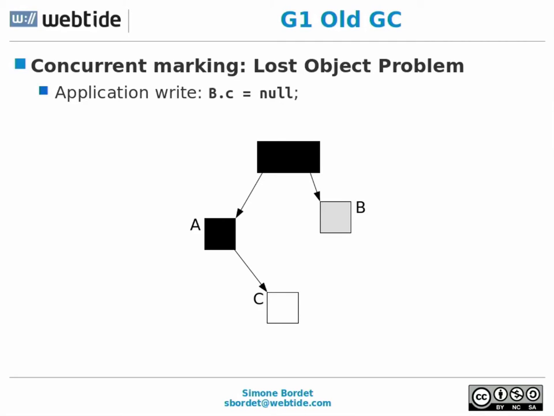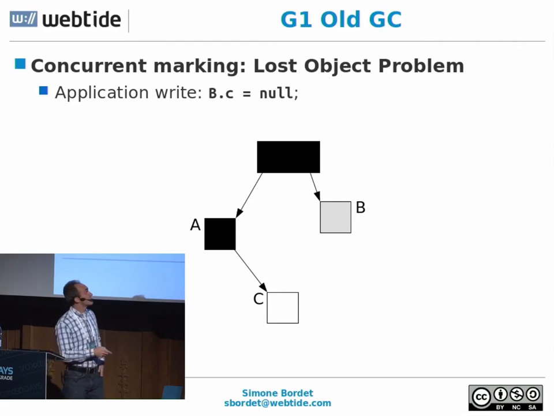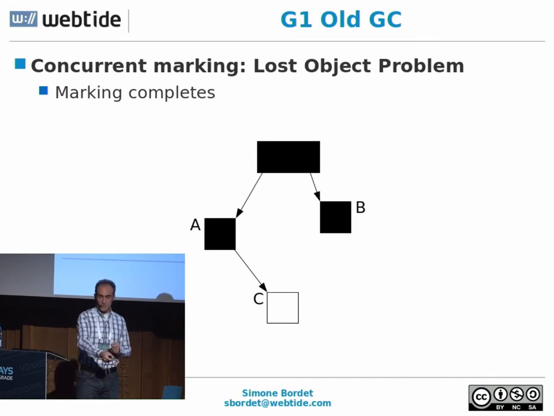A was already processed, was already black, but now the application has made A point to C. So it's a black to white pointer. Dangerous, right? Well, marking resumes and says, okay, let me analyze B now. Oh, B has a pointer, but the pointer is null. Okay, we're done with B.